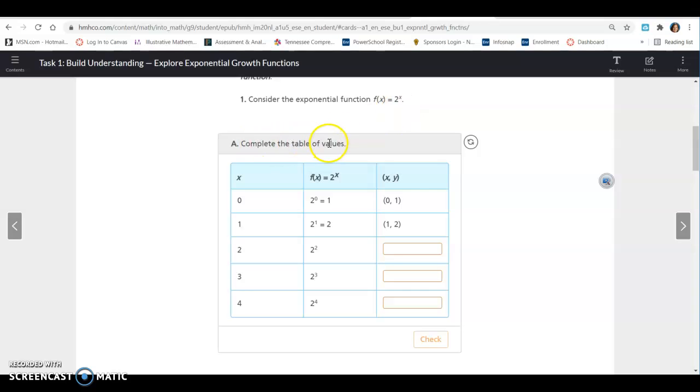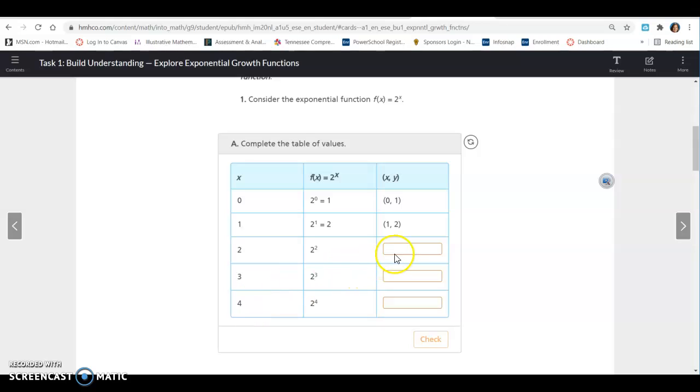All right, so it says complete the table of values. So f of x, again, remember f of x is function notation, so it's the same thing as y equals 2 to the x power. So if we have f of x equals 2 to the x, we can substitute 0, 1, 2, 3, 4. We can substitute any of these values in for x. All right, and then we evaluate. And that gives us our ordered pairs.